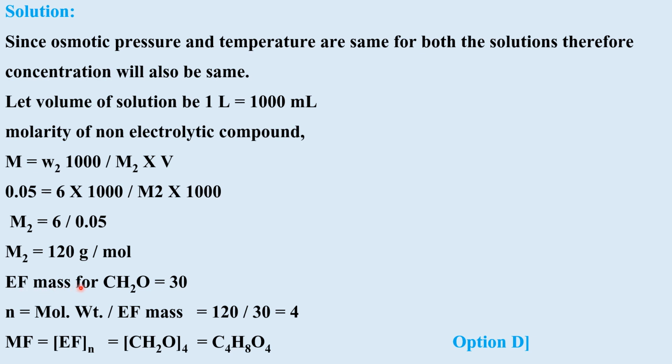Empirical formula mass for CH2O is equal to 30. 12 plus 1 into 2 plus 16 is equal to 30. Now find out the value of n. n is equal to molecular weight divided by empirical formula mass. Molecular weight is 120 and empirical formula mass is 30, that is equal to 4. Molecular formula is equal to empirical formula into n. Empirical formula is CH2O, value of n is 4, that is equal to C4H8O4. Thus option D is correct.